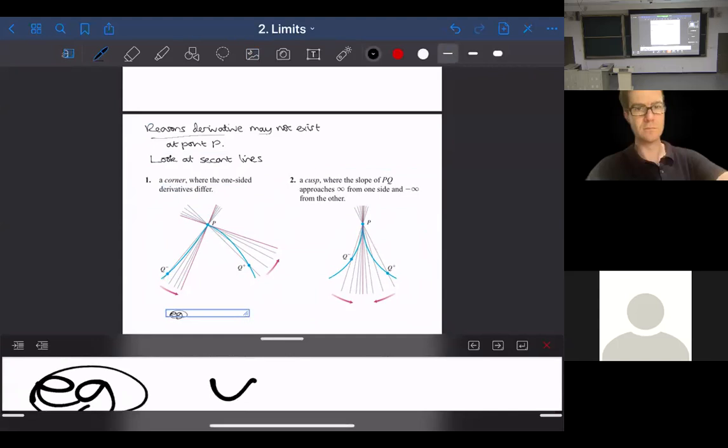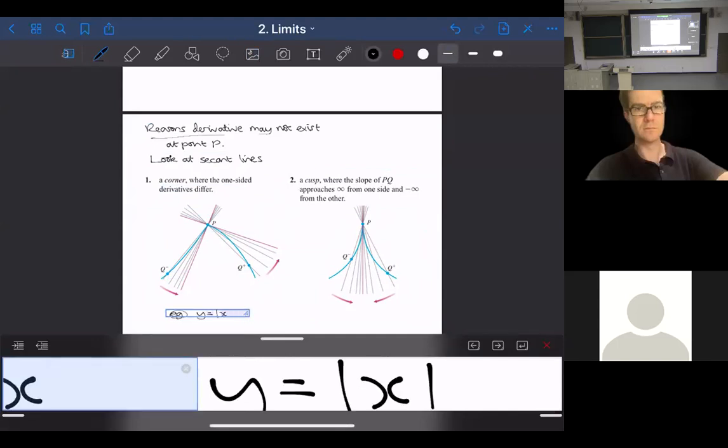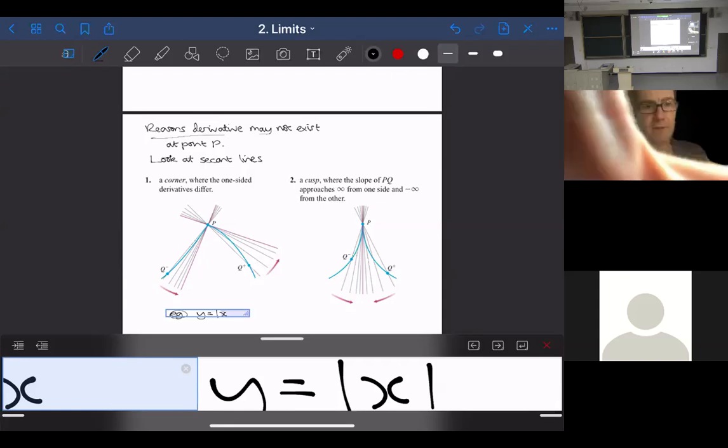So an example of this is the absolute value function. It has a corner at 0. In this case, if I fix my point P at the corner, and then take Q minus and Q plus approaching from two different sides of the corner, we're not going to get just a single tangent line. So the derivative doesn't exist. Another way to say it is the left-hand derivative and the right-hand derivative are different.